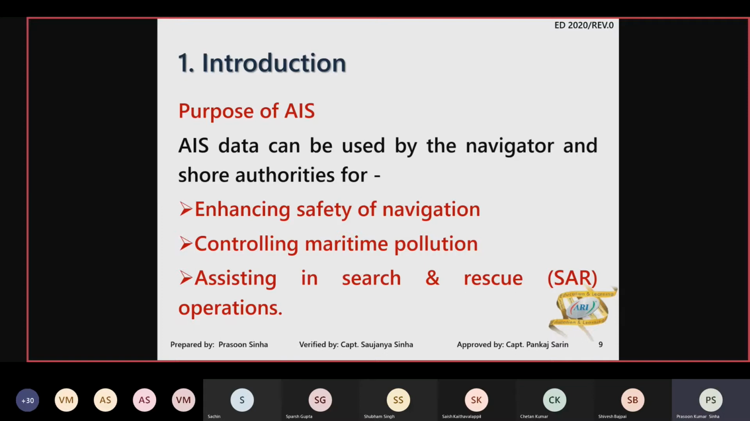You are under surveillance all the time when you are in coastal waters. So when somebody is watching you all the time, you will generally refrain from doing anything wrong. Similar to VDR, which was promoting best practices on the bridge, this is also promoting best practices of maritime pollution control or protection of the maritime environment. On the bridge your voice is recorded, so you don't speak carelessly. Here, when you are sailing, you don't throw anything outside, because everybody knows where you are, who you are. Then assisting in search and rescue, that also we discussed.